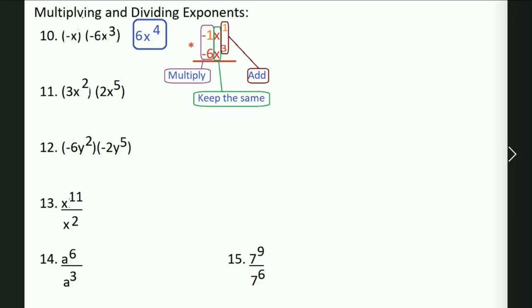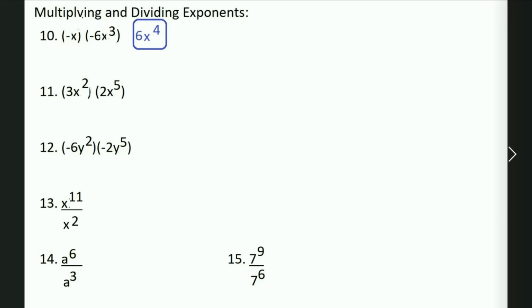All right, let's look at our next one. 3x squared times 2x to the 5th power. 3 times 2 is 6. Our base stays the same, that's x, and 2 plus 5 is 7. So we get 6x to the 7th power.